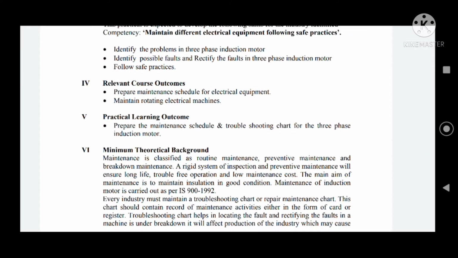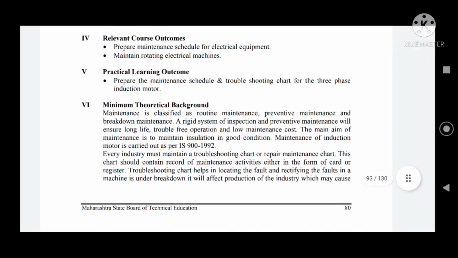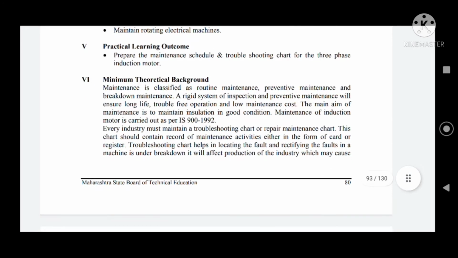Fourth one is relevant course outcome for this practical: prepare maintenance schedule for electrical equipment, maintain rotating electrical machines. Fifth is practical learning outcome, prepare the maintenance schedule and troubleshooting chart for the 3-phase induction motor. Sixth one is minimum theoretical background for this practical. Maintenance is classified as routine maintenance, preventive maintenance and breakdown maintenance. A rigid system of inspection and preventive maintenance will ensure long life, trouble-free operation and low maintenance cost.